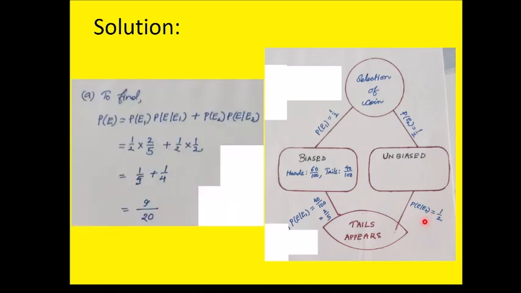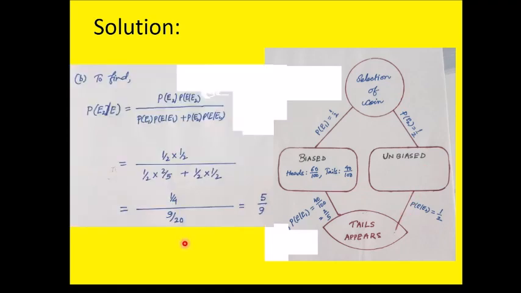So, the first part, we have to find out what is the probability of tail appearing. So, P(E), which is a case of total probability, hence we have to multiply this part and this part plus this part and this part. So, the answer comes out to be 9 by 20.